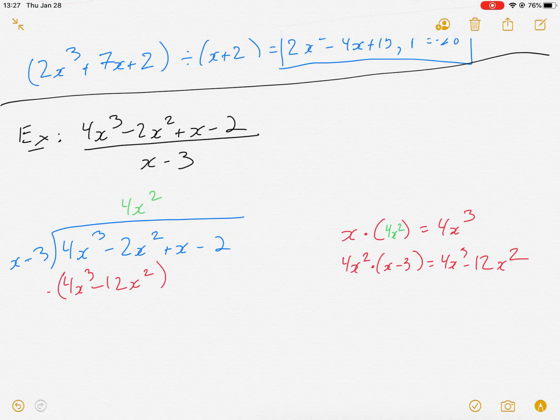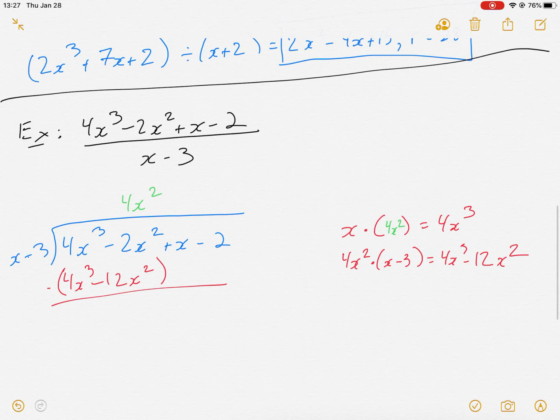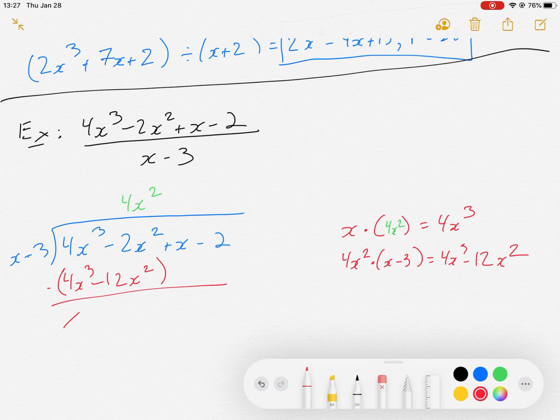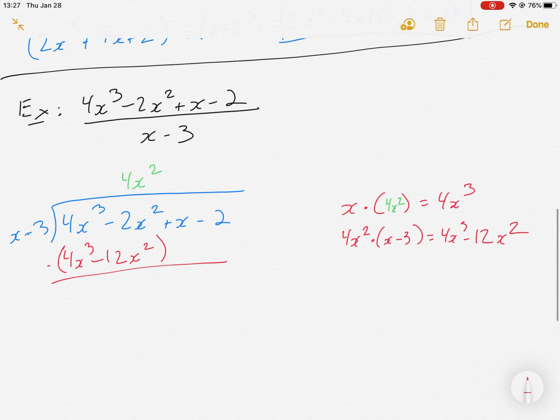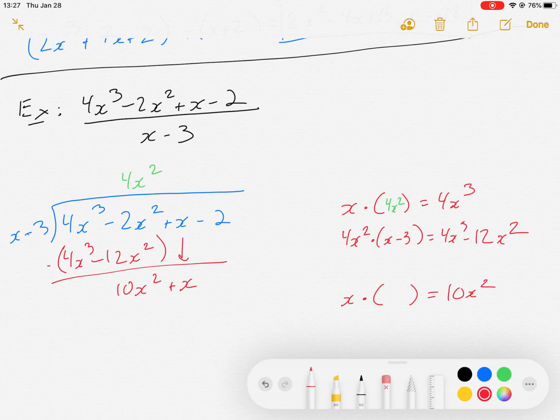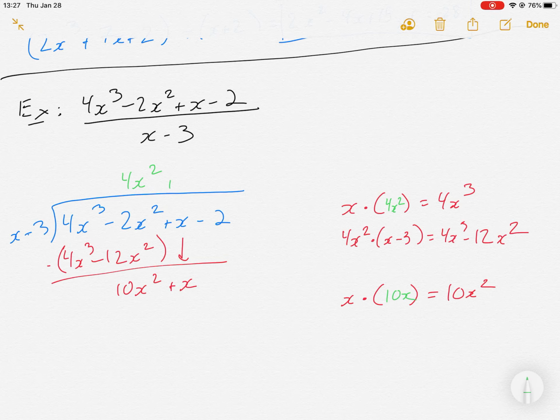Go ahead and subtract all of this. This is a really key point. Don't forget that everything gets subtracted. So the first term will just go away, and I'll be left with the negative 2x squared plus 12x squared, which gives me 10x squared. Bring down the x. Now I need to figure out x times what would give me 10x squared. Looks like that's going to just be 10x, so we'll go ahead and add 10x up here.